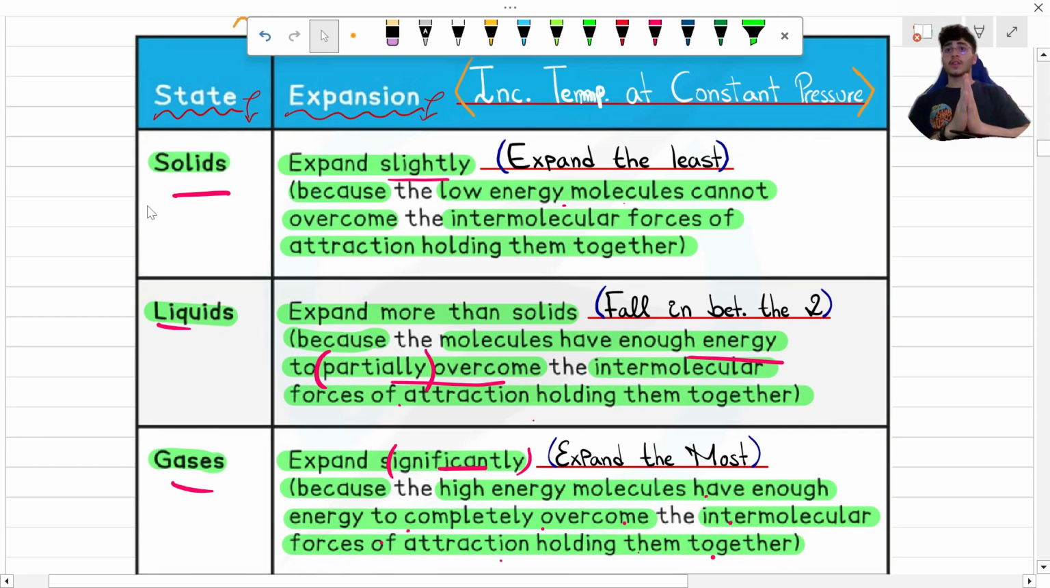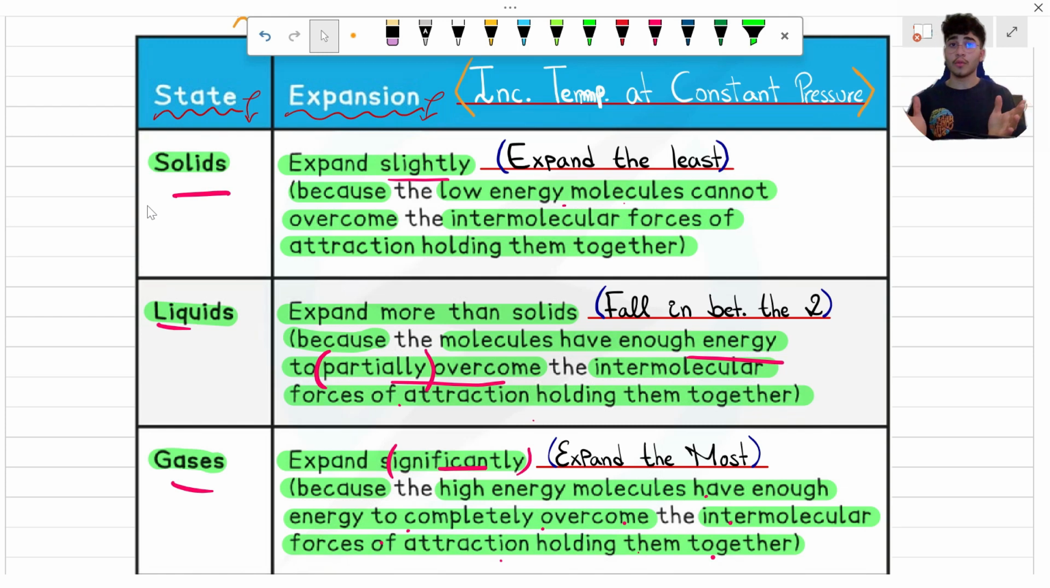So again, solids, liquids, and gases in expansion. Solids expand least because of the large number of intermolecular forces holding them together very tightly. Liquids don't expand as much as gases, but they expand somewhere in between because the intermolecular forces are somewhat broken, but not completely, because particles are sliding past each other.